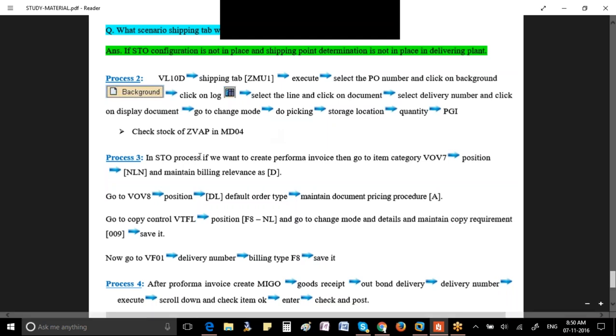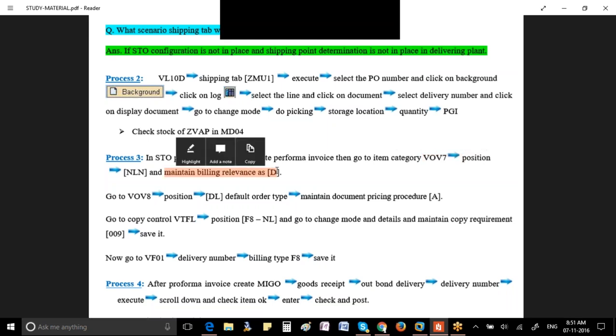So in the STO process, if you want to create a pro forma invoice, what you should do is go to the item category in VOV7. In the item category NLN, make the billing relevance as D. So you should make the billing relevance D. In standard also it should be D by default.